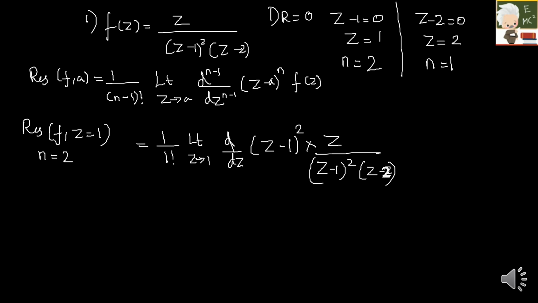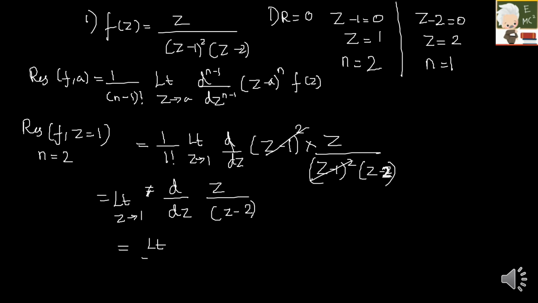So what happens? These two terms get cancelled. So you finally have d by dz of z by (z minus 2), with the limit z tends to 1. You have to differentiate this. When you differentiate u by v, it would be (z minus 2) into 1 minus z into 1, divided by v square, so (z minus 2) the whole square.